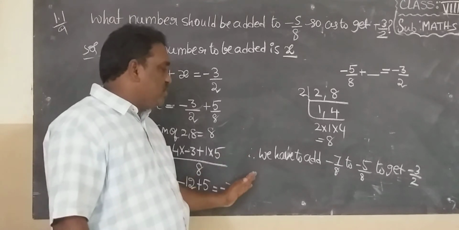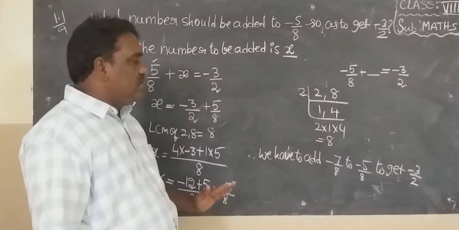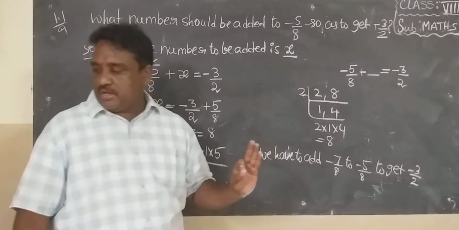Therefore, we have to add minus 7 by 8 to minus 5 by 8 to get minus 3 by 2 as the answer. Okay na?